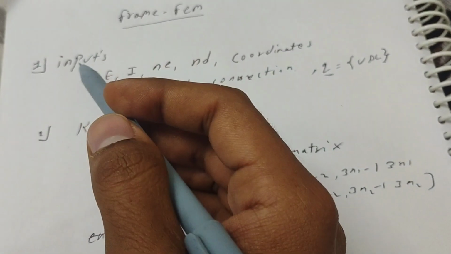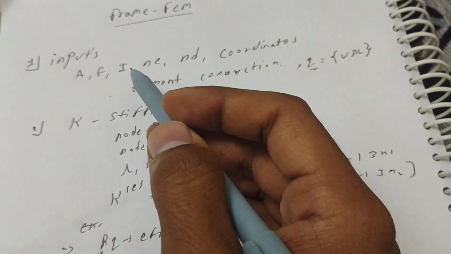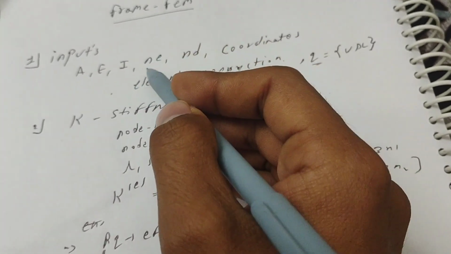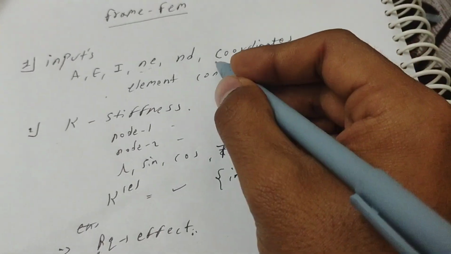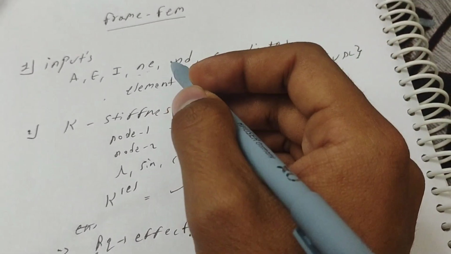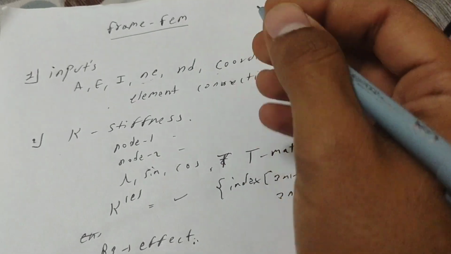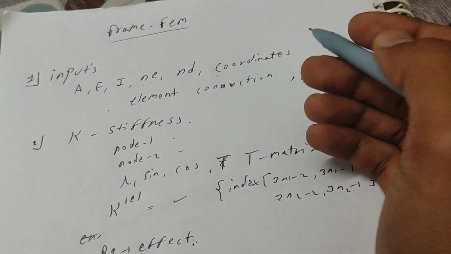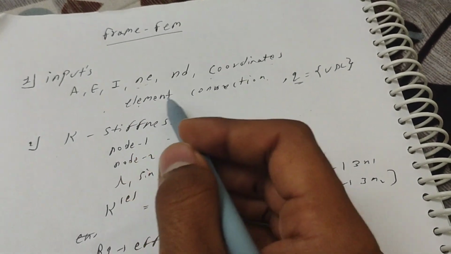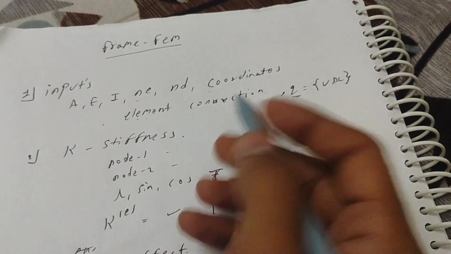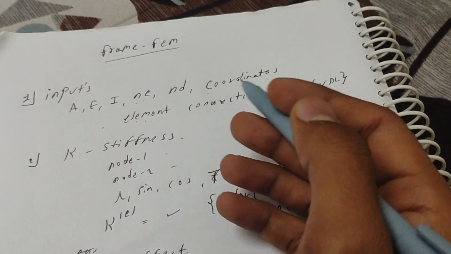In the first step, we will take the inputs, which are area of cross section, Young's modulus, inertia, number of elements NE, number of nodes ND, and the coordinates of these nodes. For the first node it will be 0 0, and then we will go to the other nodes similarly. Then we will give the element connections, like 1 is connected to 2 and 2 connected to 3 in the simple cases.